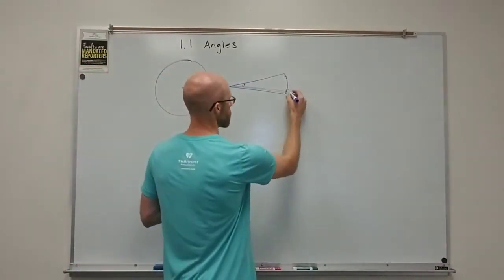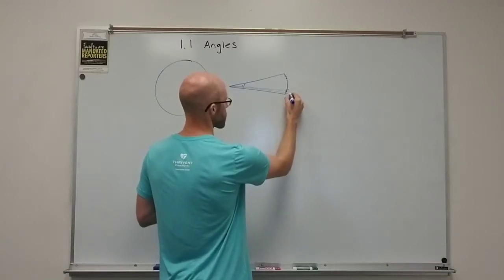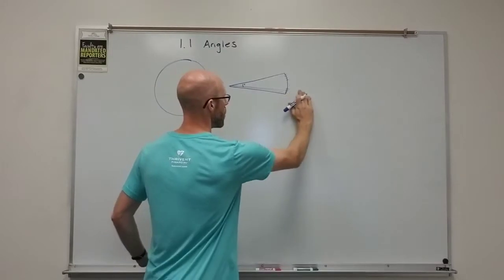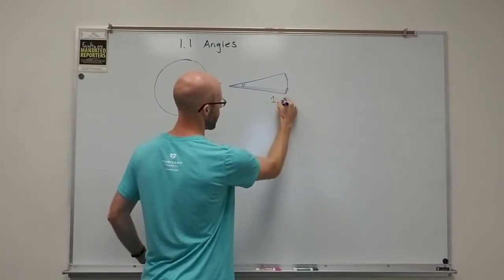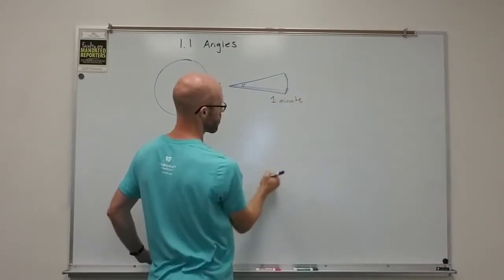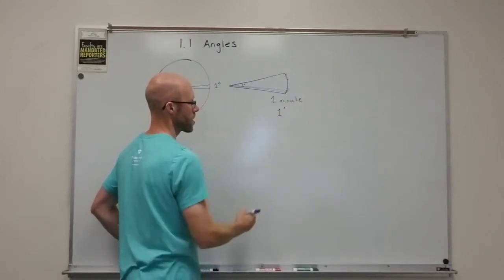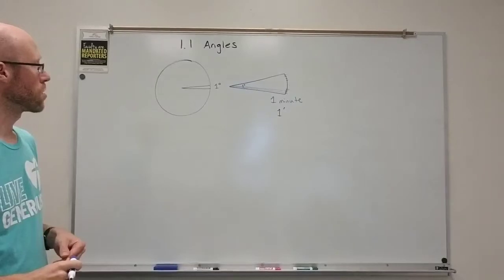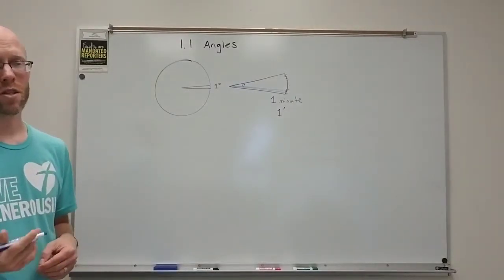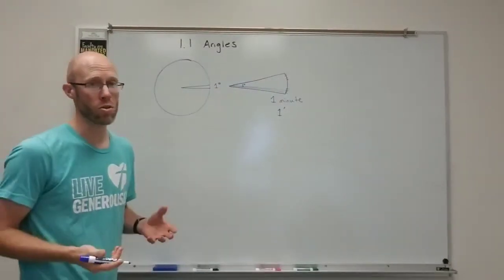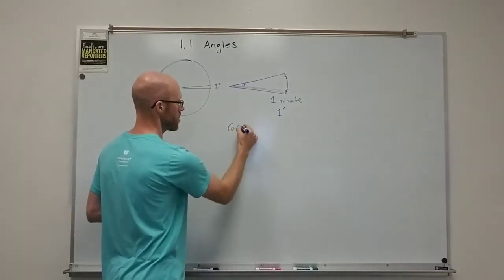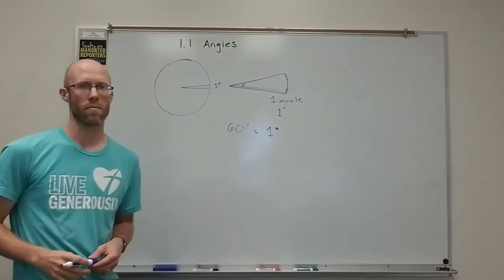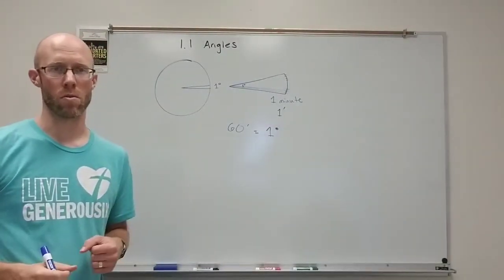Each of those is considered 1 minute, or in shorthand we use an apostrophe. So 1 minute is 1/60th of a degree, or you could say that 60 minutes equals 1 degree. That's the relationship between them.